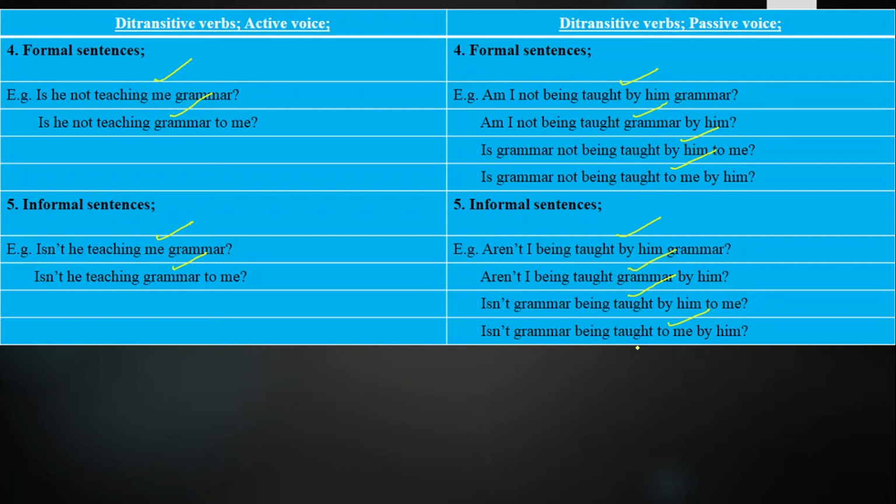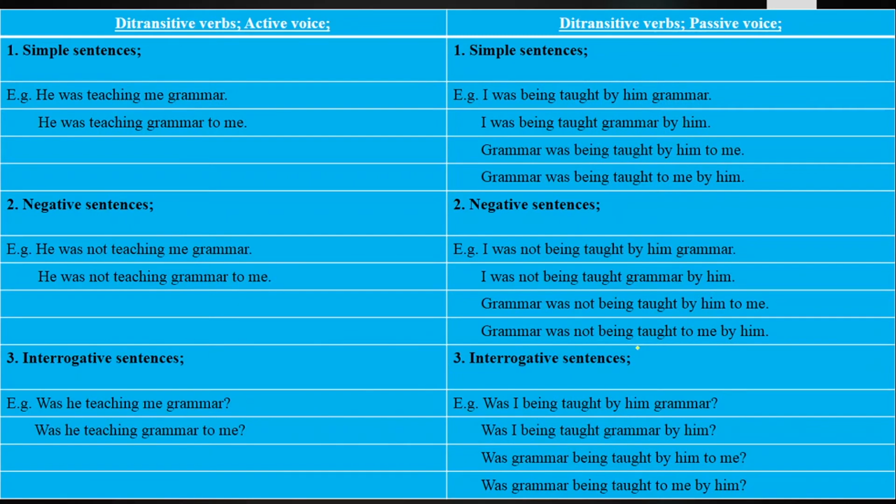Now these are the continuous tenses. The first continuous we did is known as present continuous, and let's begin the past continuous. In past continuous tense we will be having the simple sentences of ditransitive verbs. He was teaching me grammar, he was teaching grammar to me. I was being taught by him grammar, I was being taught grammar by him. Grammar was being taught by him to me, grammar was being taught to me by him.